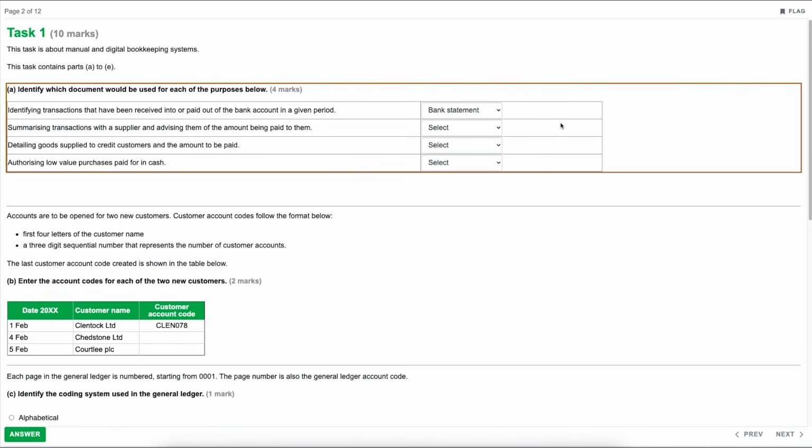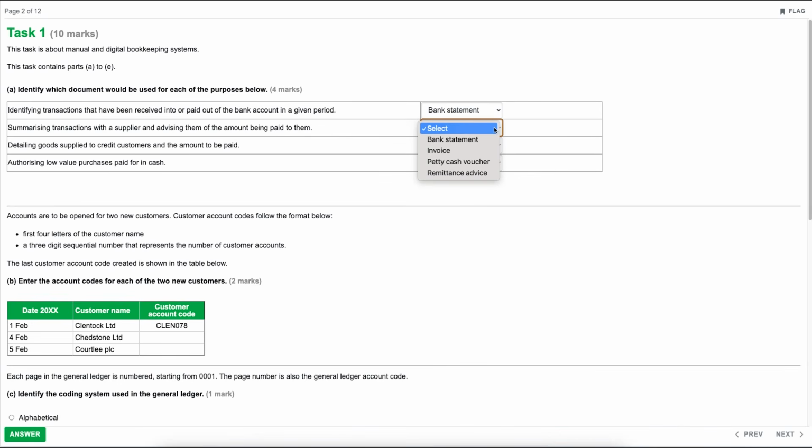Moving on then, so summarising transactions with a supplier and advising them of the amount being paid to them. Now this would be, from that list, a remittance advice. So remittance advice is often produced when a business pays by BACS, so that's Bankers Automated Clearing Systems, which is one of the most common ways in which businesses pay other businesses. So it is effectively an electronic transfer, but what's so great about BACS is it allows us to pay multiple suppliers in one go through one payment run.